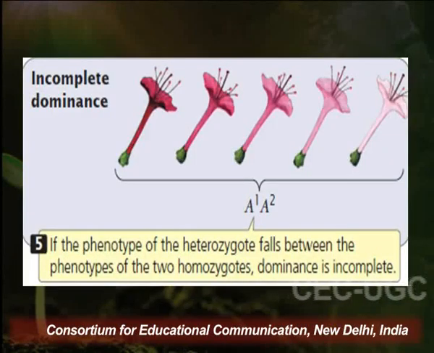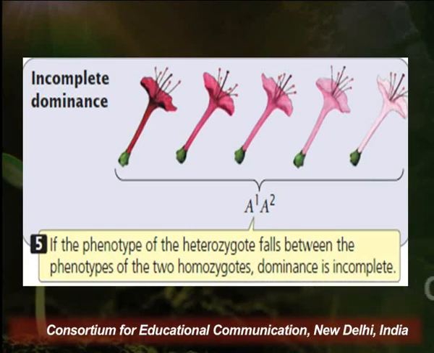But when we come to incomplete dominance, we find that the phenotype of the heterozygote falls somewhere in between the phenotypes of the two homozygotes, and the degree of incompleteness may be variable. This is what we discussed on the last turn, as to what is the threshold that a particular allele alone would be able to accomplish.